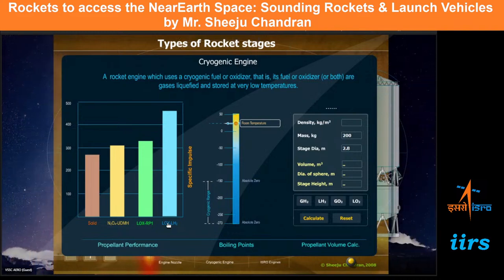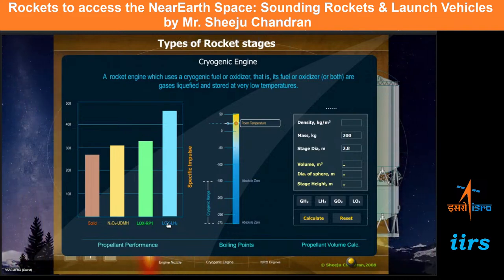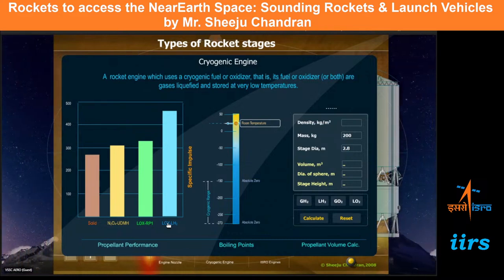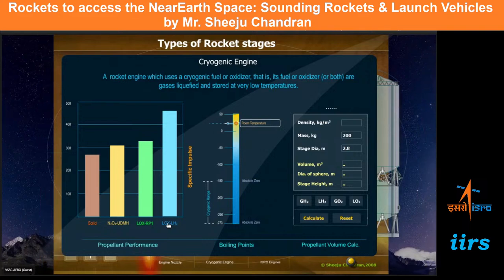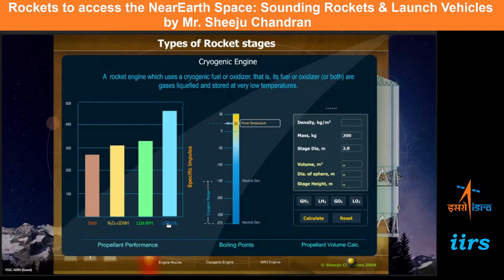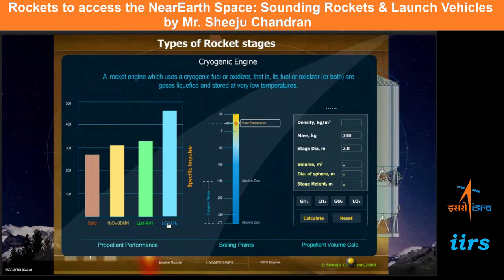So what I'm trying to say is, if you want to find out which is the best combination of fuel and oxidizer, chemically you can understand, because which combination of fuel and oxidizer on reaction produces maximum energy can be found out by chemical energetics.